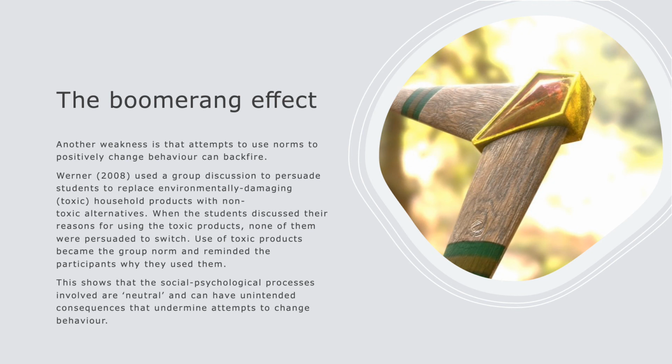So these studies demonstrate that psychological processes involved are neutral, and they can have unintended consequences that undermine attempts to change behaviour. And this refers back to the question that I asked you for the starter. Can using these things that we've spoken about with the social approach to explaining consumer behaviour actually have some damaging, unintended consequences? And the answer is yes, it can. So you could talk about this if you were asked a question about that.